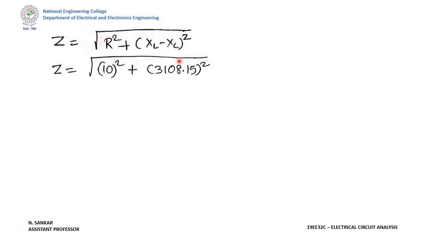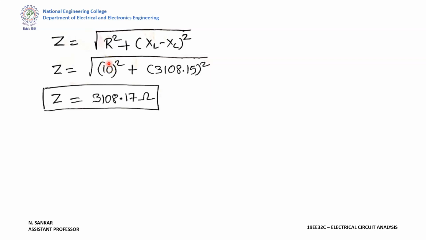So Z is equal to root of R square plus XL minus XC whole square. So here instead of XL minus XC, we already calculated the value. It is 3108.15 and R is equal to 10 ohm. So the answer is 3108.17 ohm, because you can simply say this in terms of 1000, but it is in terms of units. Okay, so we don't have much difference in the impedance value and the reactance value.